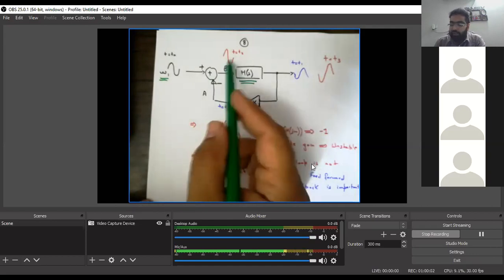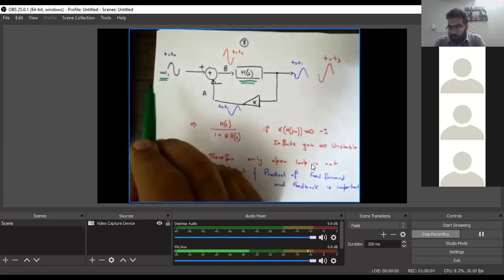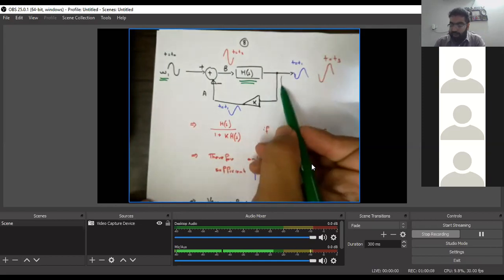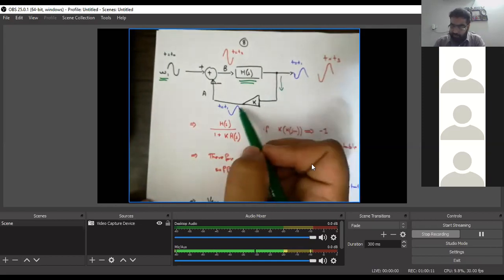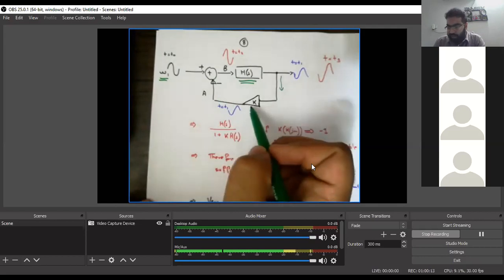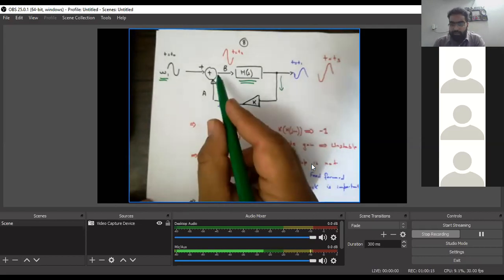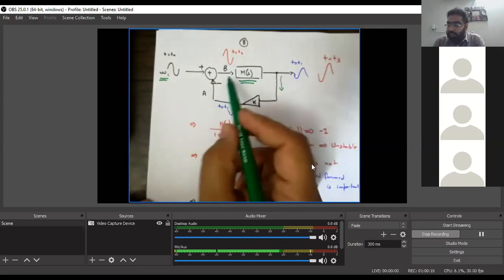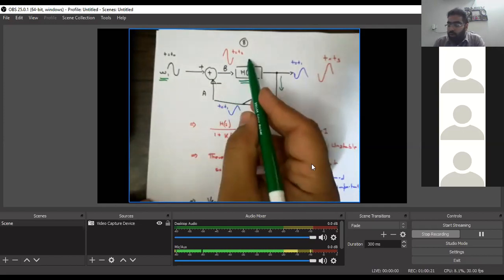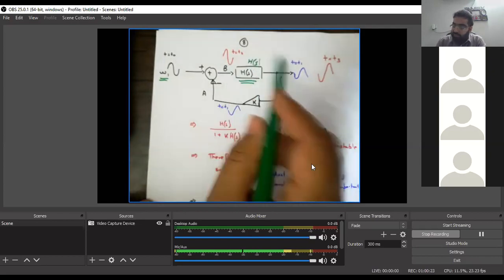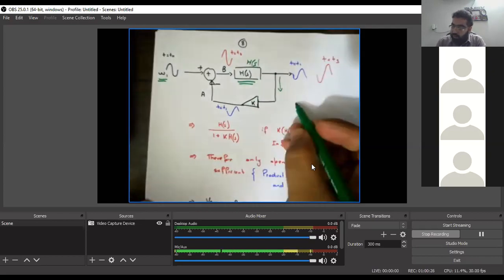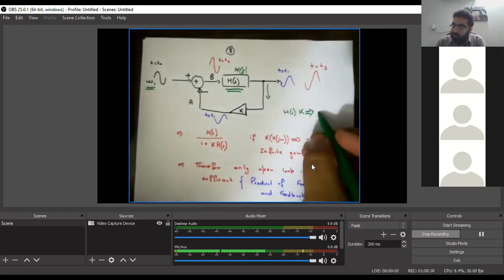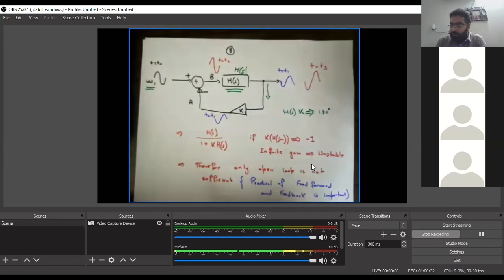Red one is at time t2, so let's only talk about t0. So t0 is going to pass through a negative feedback system, multiplied by some factor k, and will add up here. Well and good. But what will happen if h of s, or the product of h of s and k, has 180-degree phase? What will happen to this response?